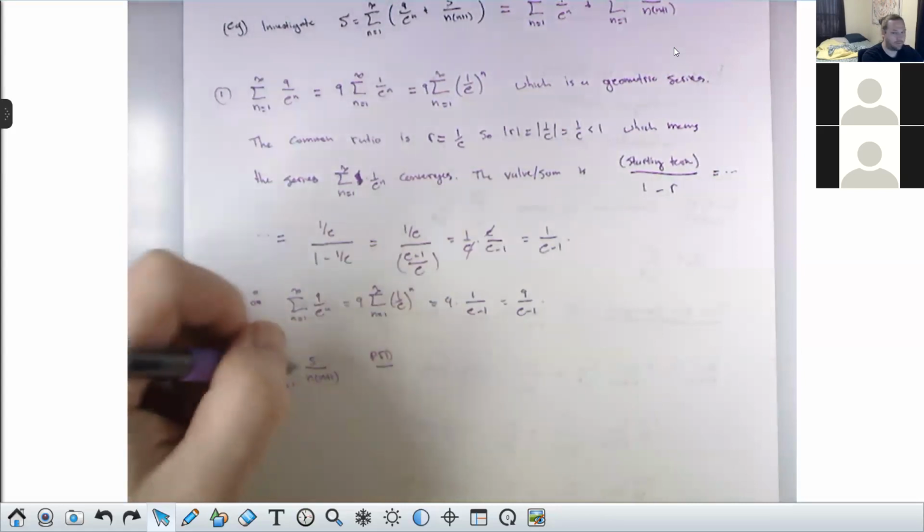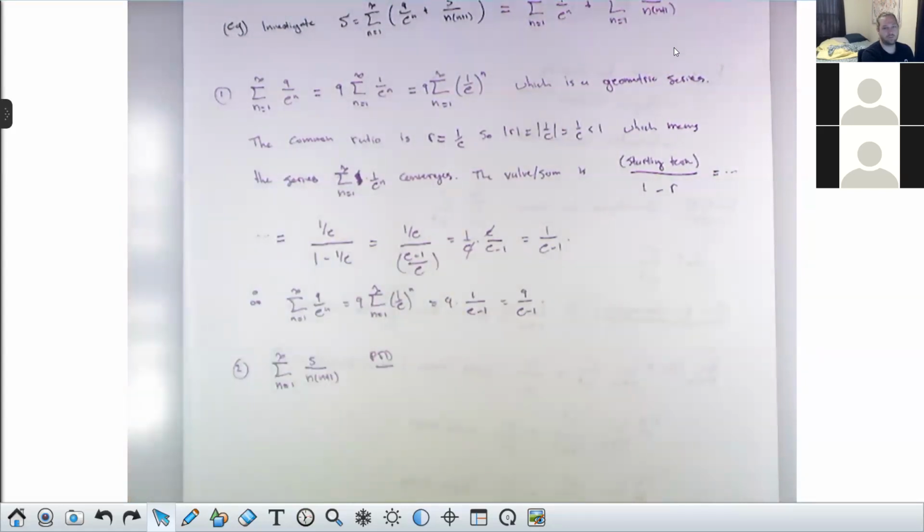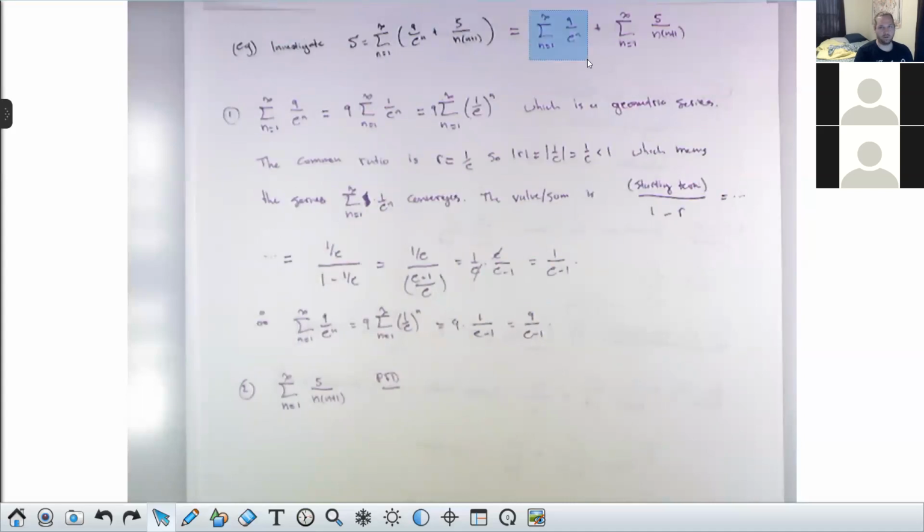So is that what it converges to? It converges to 9 over e minus 1? So if you have just the 1 over e to the n series, that converges to 1 over e minus 1. Therefore, the 9 over e to the n series, which is 9 times the 1 over e to the n series, converges to 9 over e minus 1. So this first guy converges to 9 over e minus 1, yes.